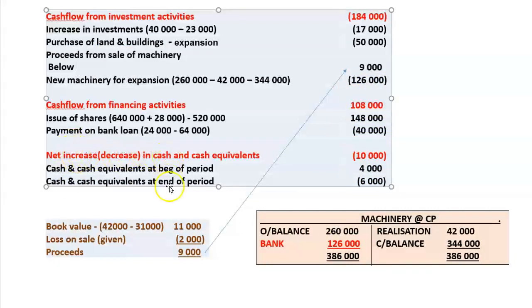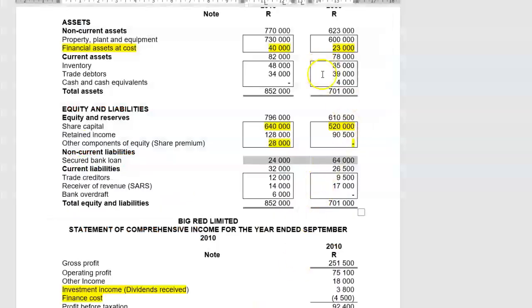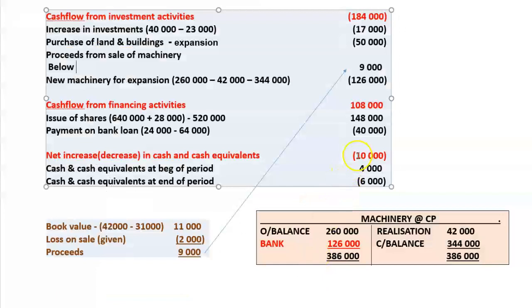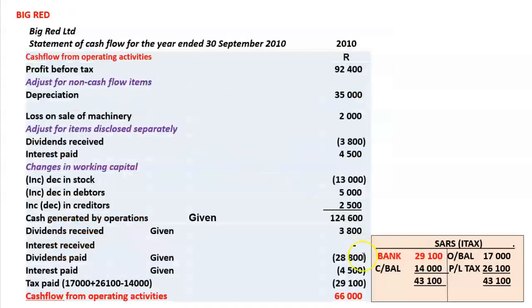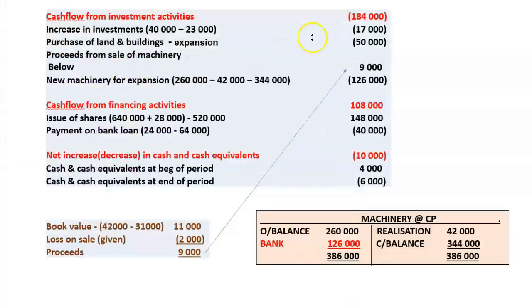Then our net increase or decrease in cash and cash equivalents. Here we've seen we had a positive balance in the beginning of the year, and an overdrawn balance at the end of the year. So our cash resources have declined with 10,000 Rand. Now if we're going to go back, we're going to say, good, if we're going to add the 66,000 cash flow from operating activities, we're going to deduct the cash flow from investing activities, we're going to add the cash flow of financing activities, 108,000, and that must bring us back to the net decrease in cash and cash equivalents of 10,000 Rand.